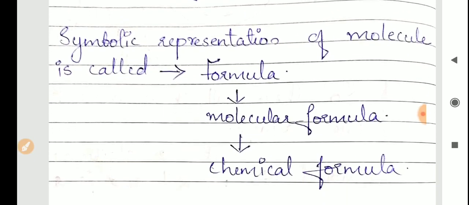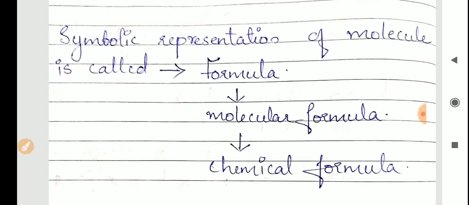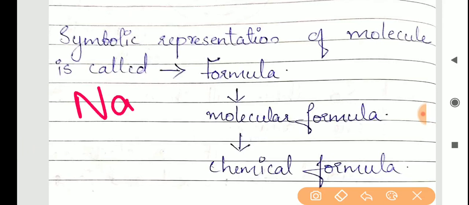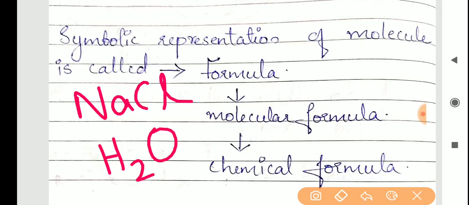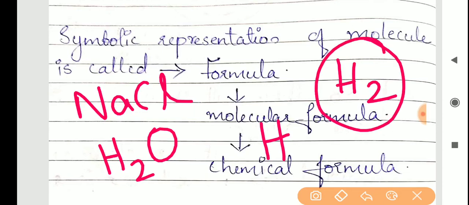In the exam, sometimes it will ask: define a chemical formula, define molecular formula, or define formula. What is the definition? There is only one definition: it is the symbolic representation of a molecule. For example, for sodium chloride, which symbolic representation will we give? NaCl. This is the molecular formula of sodium chloride. What is the symbolic representation of water? H2O. What is the symbolic representation of a hydrogen molecule? H2. What is the symbolic representation of a hydrogen atom? That is symbol H only. If it is H2, then it is a molecule. If it is H only, it is an atom.